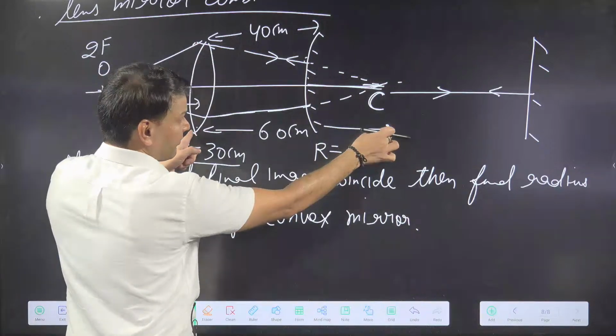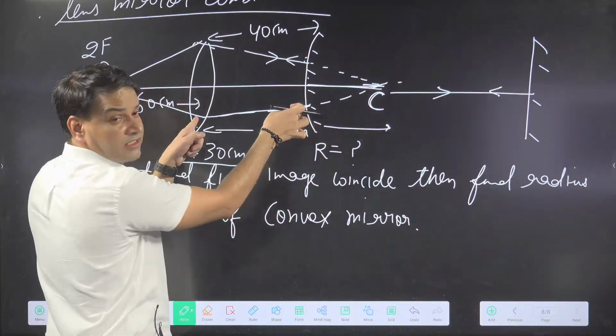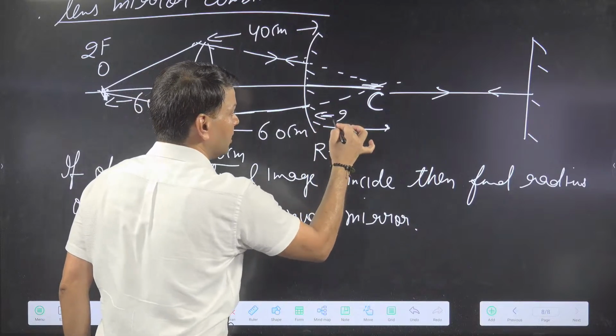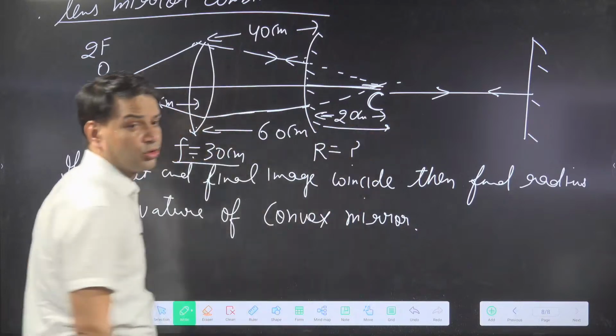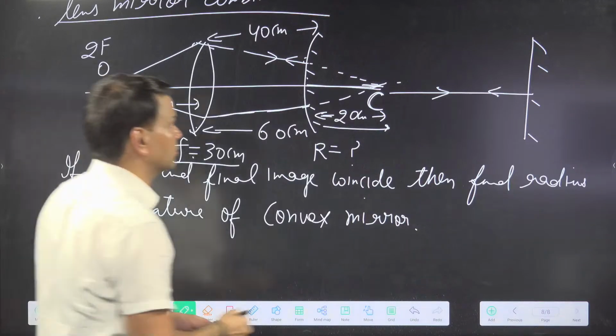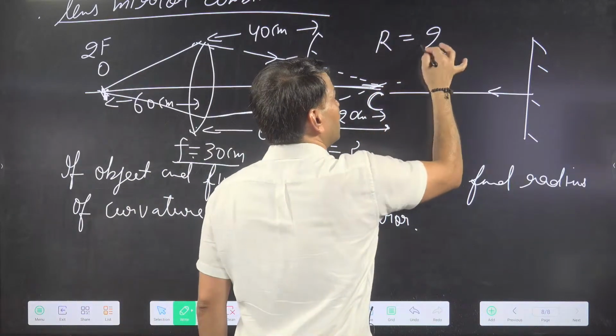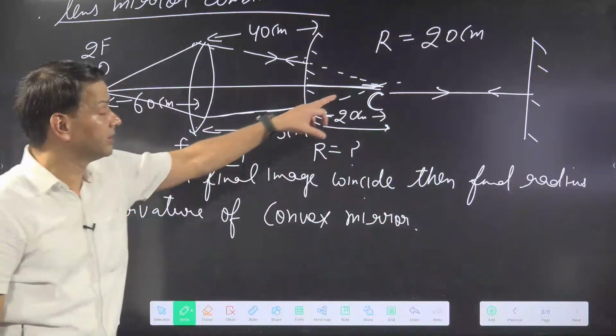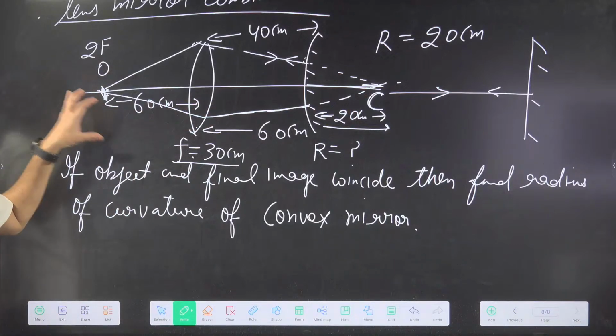The total distance we got is 60, and this distance they have given is 40. So what is this distance? We got 20 centimeter. So the radius of curvature of the convex mirror is 20 centimeter. So R is 20 centimeter. Why did we take 20 directly? Because they are saying the final image and object coincide.